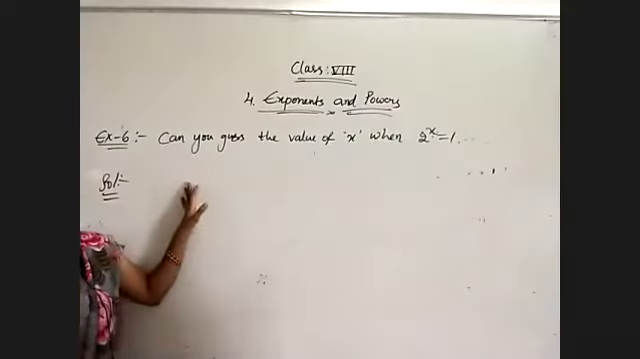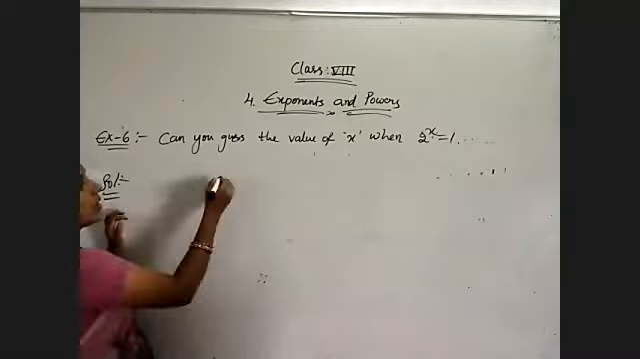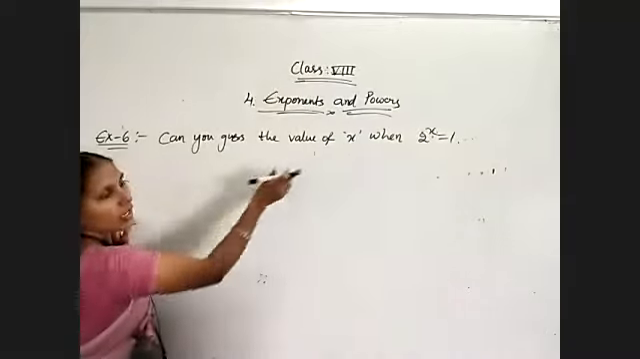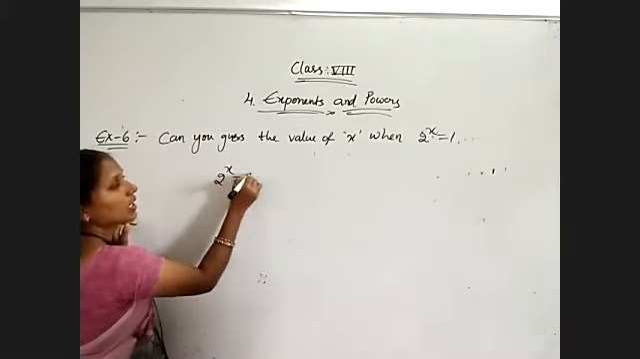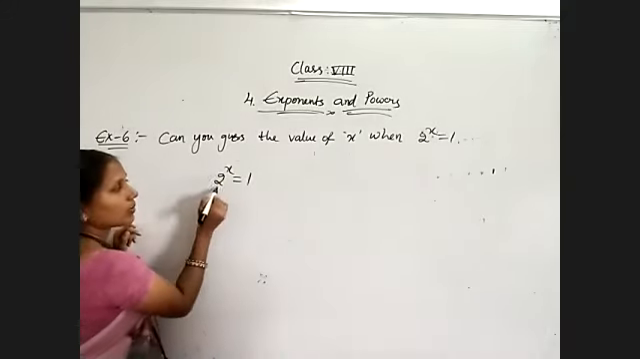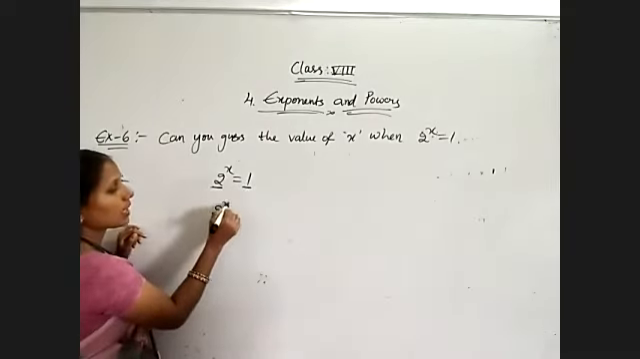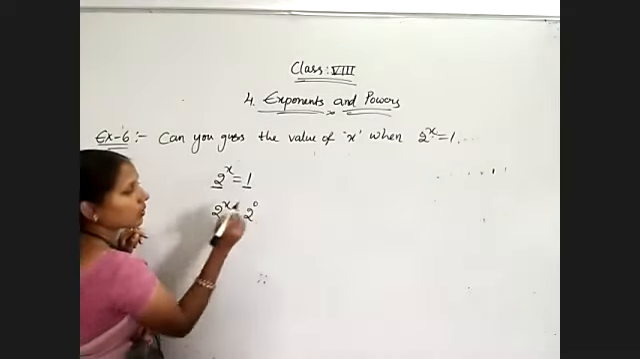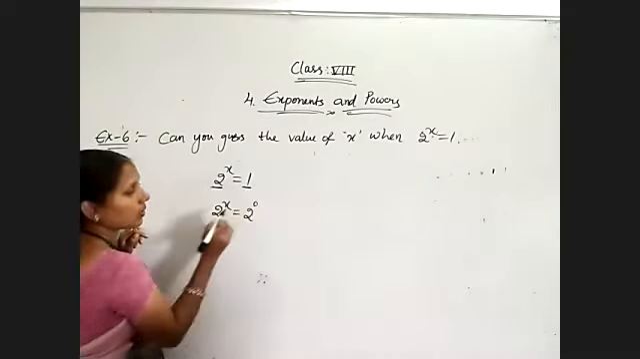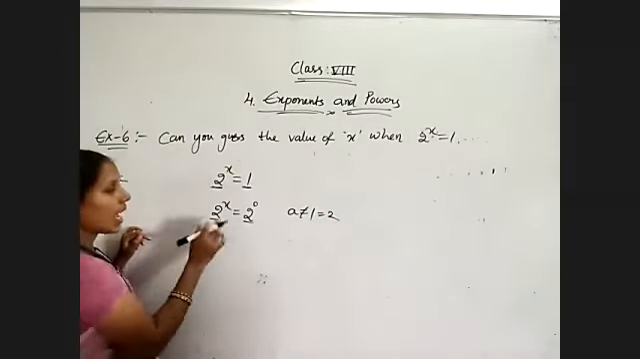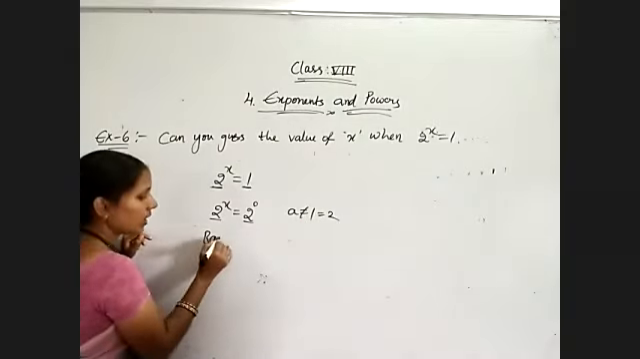Here, why I am explaining that, just observe here. Given that, can you guess the value of x when 2 power x is equal to 1, they are asking. So as I told you, because here the base is 2, I am going to write 1 as 2 power x is equal to 2 to the power of 0. The base is not equal to 1, a is not equal to 1. The base of this expression is 2, and bases are equal.